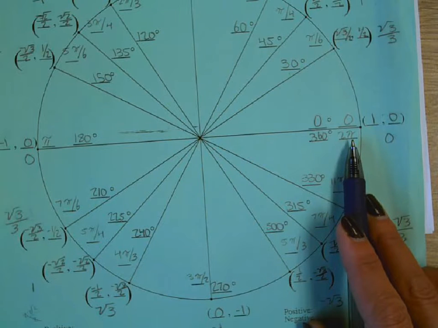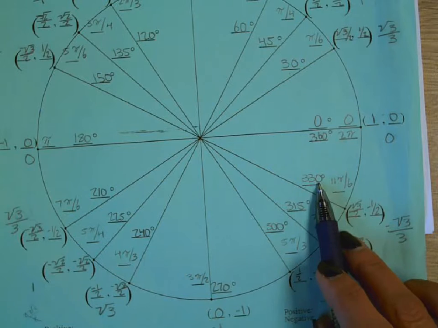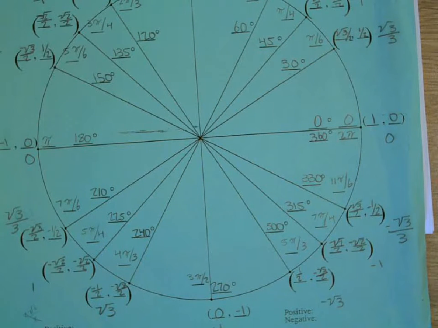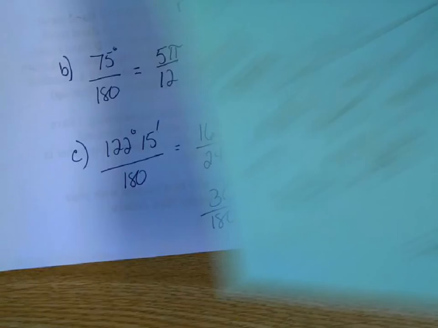Kenley did a good job. Wait, what? 11 pi over 6. We're going to check this one. 330. 330 divided by 180. Math, frac. 11 pi over 6 is correct. No mistakes for Kenley. Nice job.